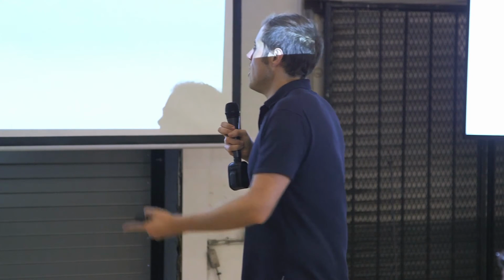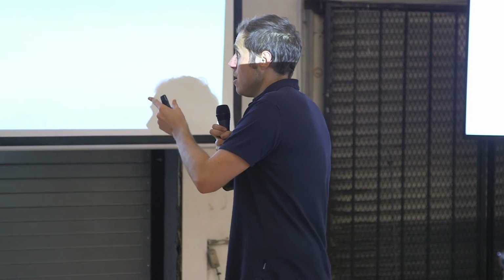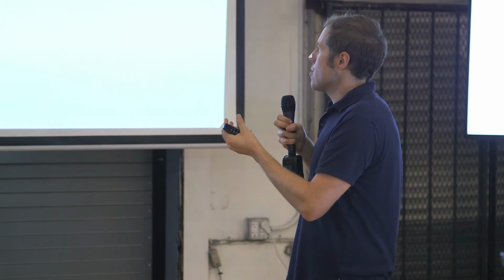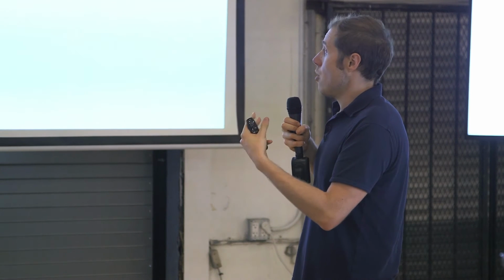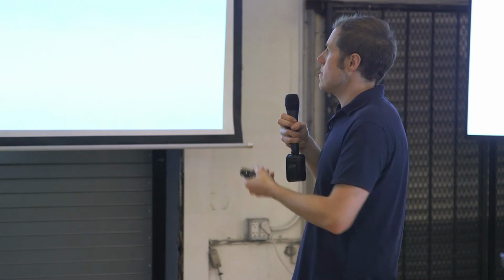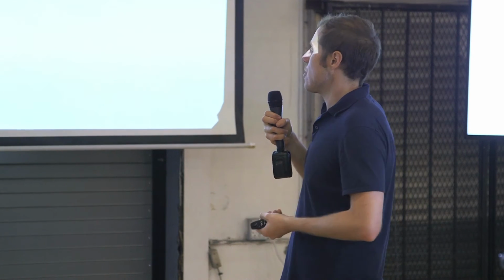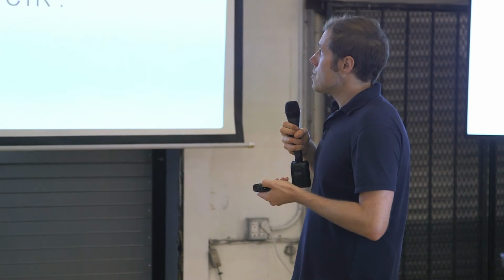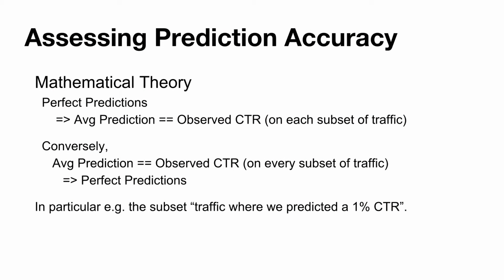We also do something which is kind of neat, which is, on any subset of traffic, we look at the average prediction, or our average predicted value, versus the actual click-through rate, the observed label value, you could call it. The idea behind this mathematically is that if we were to predict perfectly, then for any subset of traffic, say, traffic in France, our average prediction in France and the actual click-through rate in France should be the same. Again, given enough data that it converges.